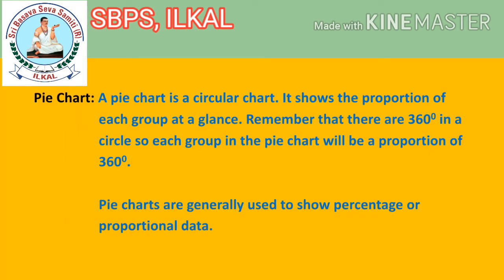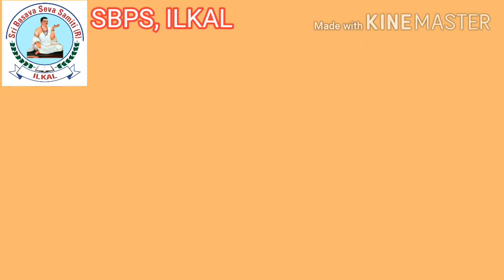The next word is pie chart. A pie chart is a circular chart. It shows the proportion of each group at a glance. Remember that there are 360 degrees in the circle. So, each group in the pie chart will be a proportion of 360 degrees. Pie charts are generally used to show percentage or proportional data.